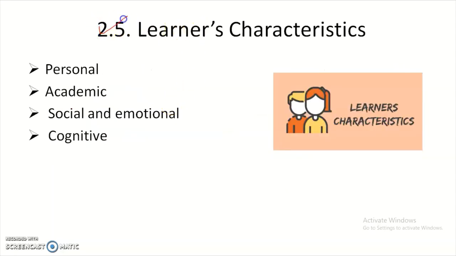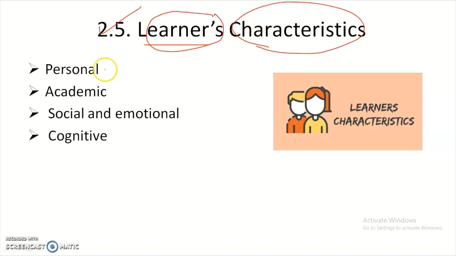Fine. The next concept is the learner's characteristics. The learner's characteristics depend upon the personal, academic, social and emotional, and cognitive. I will explain these in a simple way, and later we will see the definitions and all these things. So personal means it depends upon the maturity levels of the individuals.